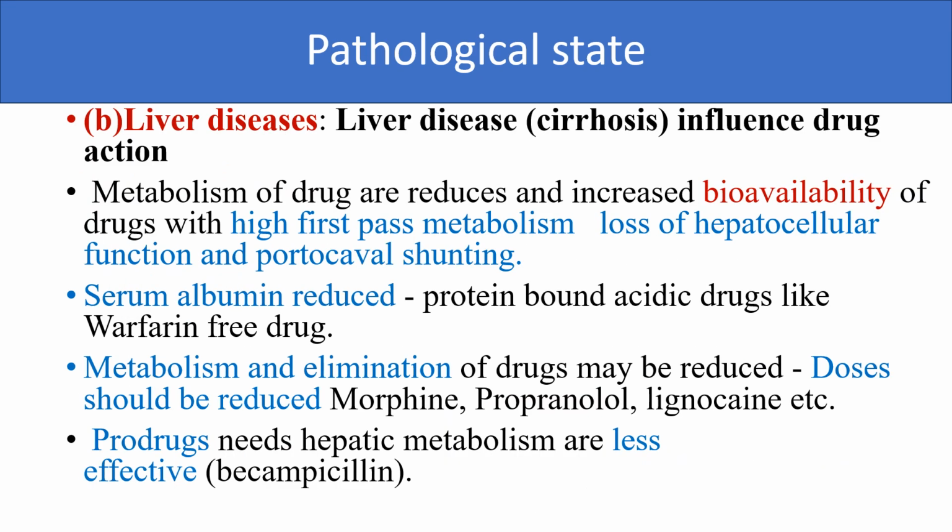Liver diseases influence drug action: metabolism of drugs is reduced and bioavailability of drugs is increased. Serum albumin is reduced, so protein-bound acidic drugs like warfarin are available in more free form, increasing the chances of toxicity and bleeding tendency. Metabolism and elimination of drugs may be reduced, so the dose should be reduced, like morphine, propranolol and lignocaine. Prodrugs require hepatic metabolism for active formation, so they are less effective in liver diseases.